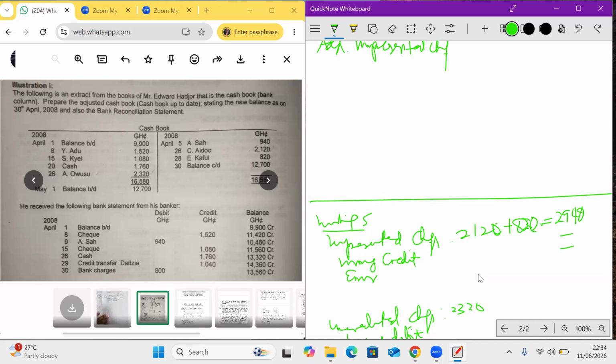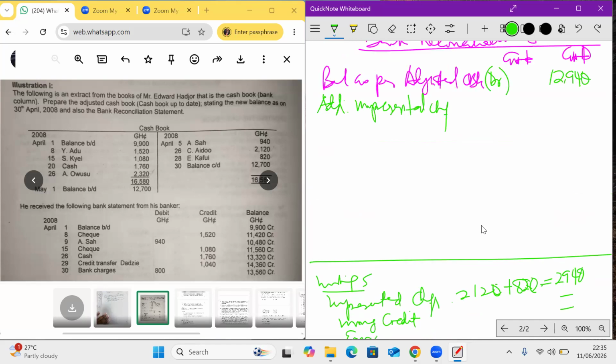So we're going to write there. Let's make this one working one. So we'll say working one, 2940. We will add. What do we have? Plus 2940. That'll give us 15,880.